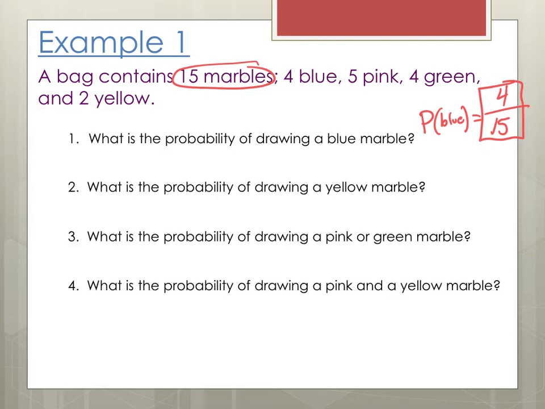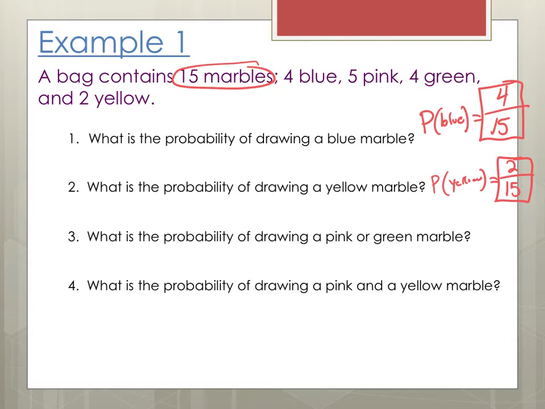What's the probability of drawing a yellow marble? Well, the notation here would be P and then yellow in parentheses. In this case, the amount of yellow is 2. The amount of total marbles in the bag is still 15. So you have a 2 out of 15 chance of that happening.